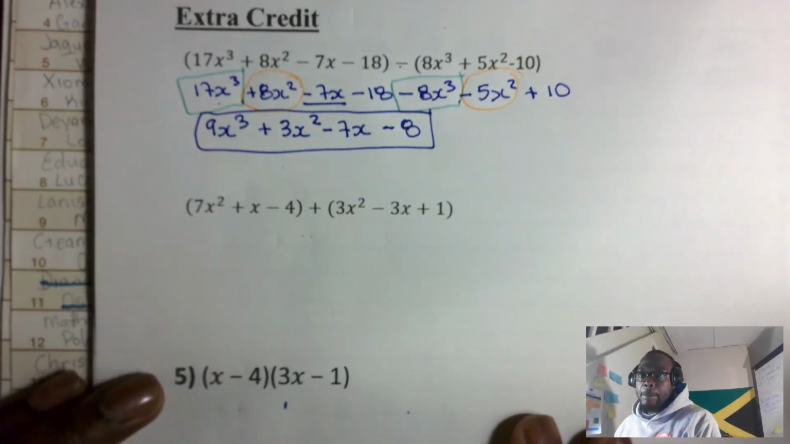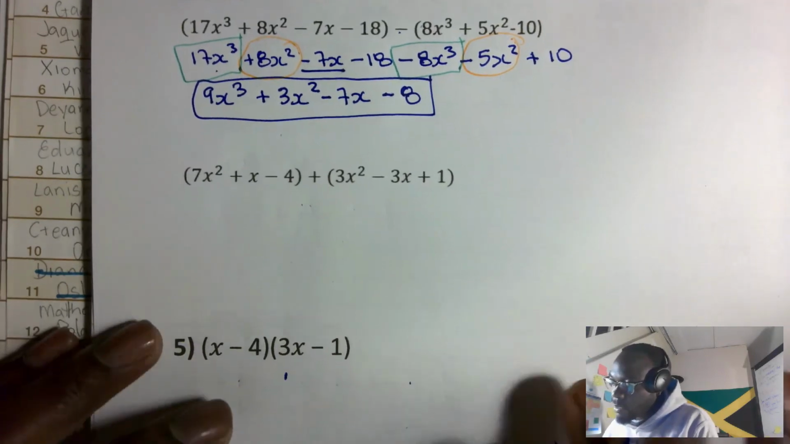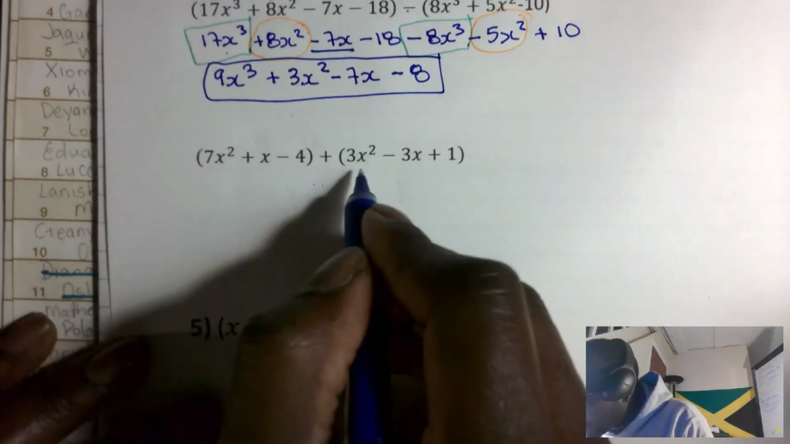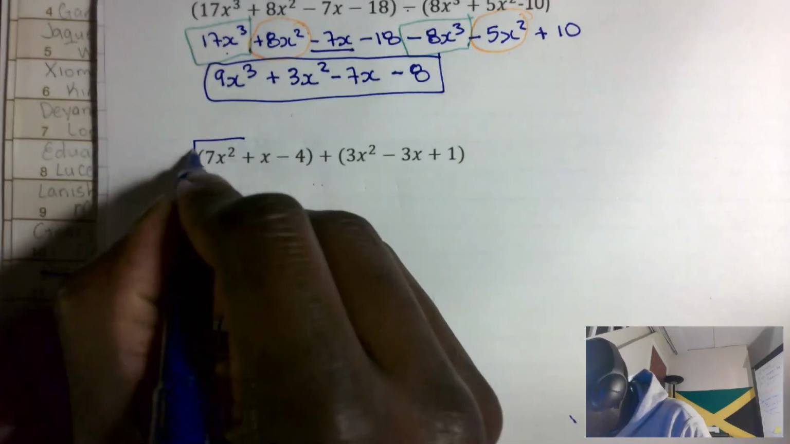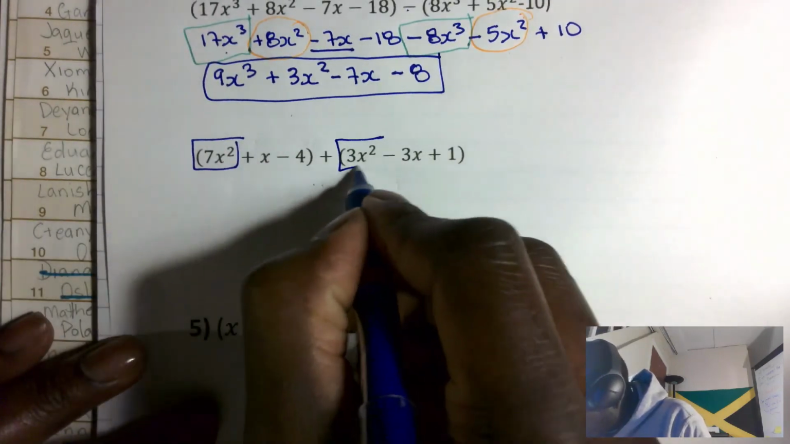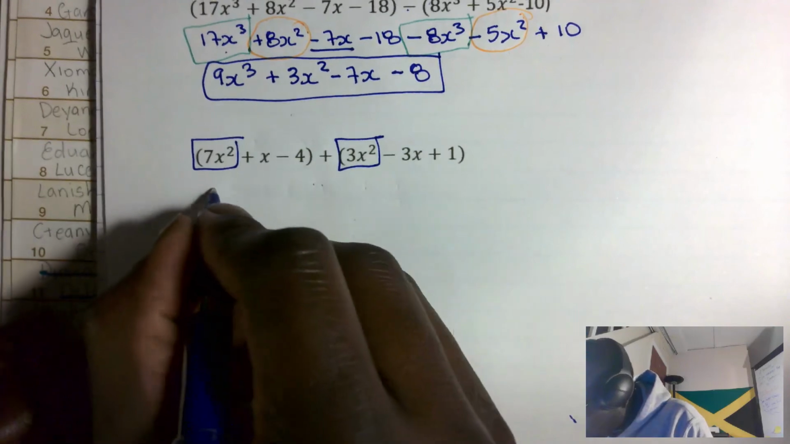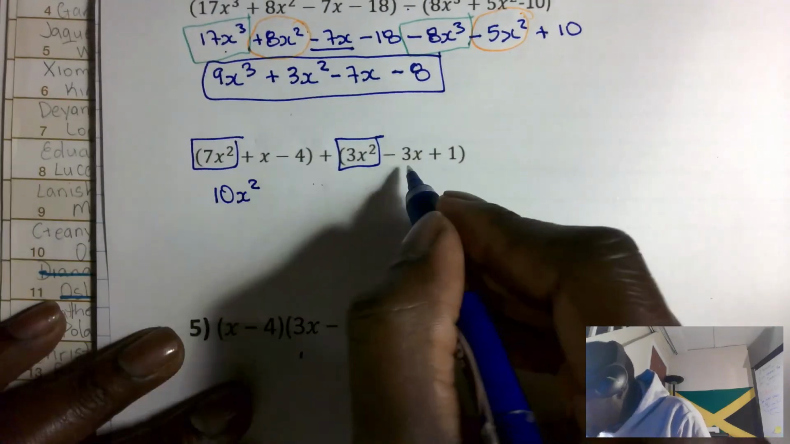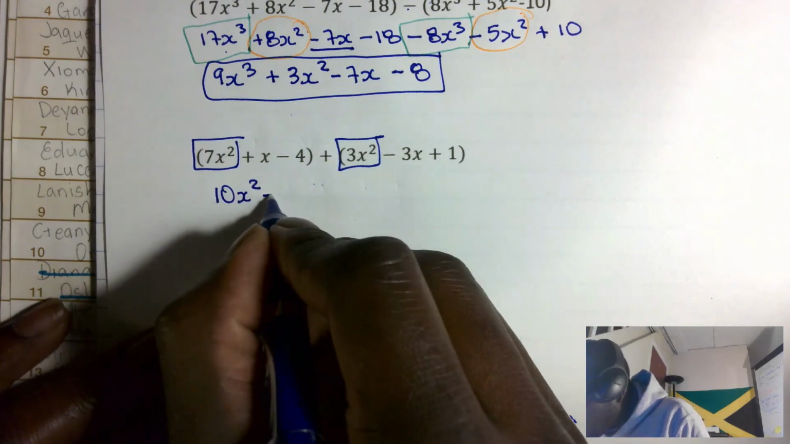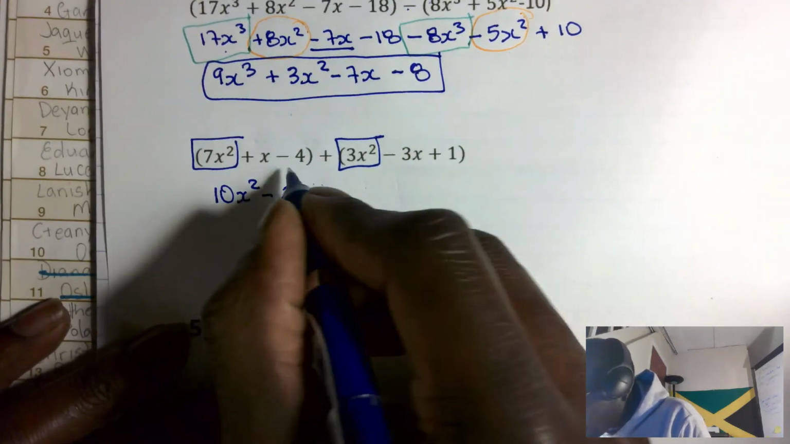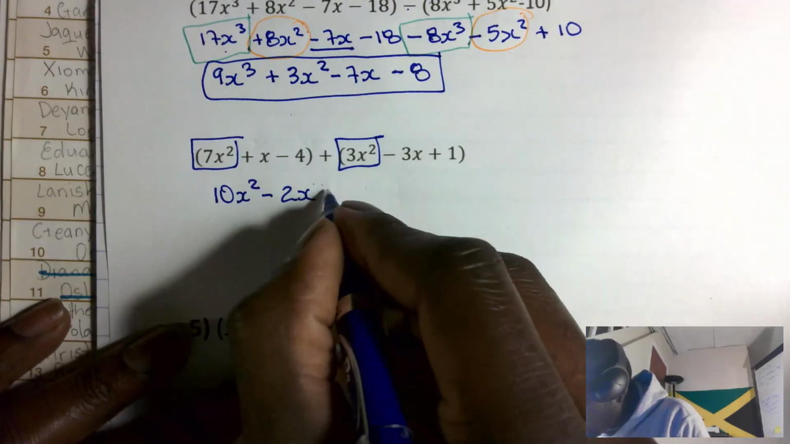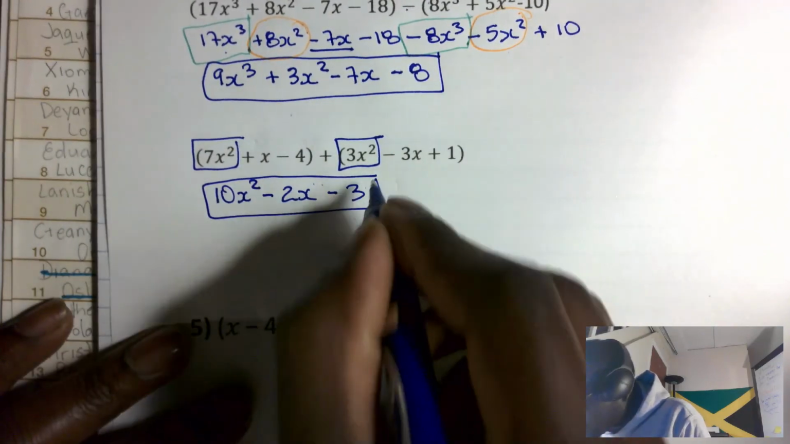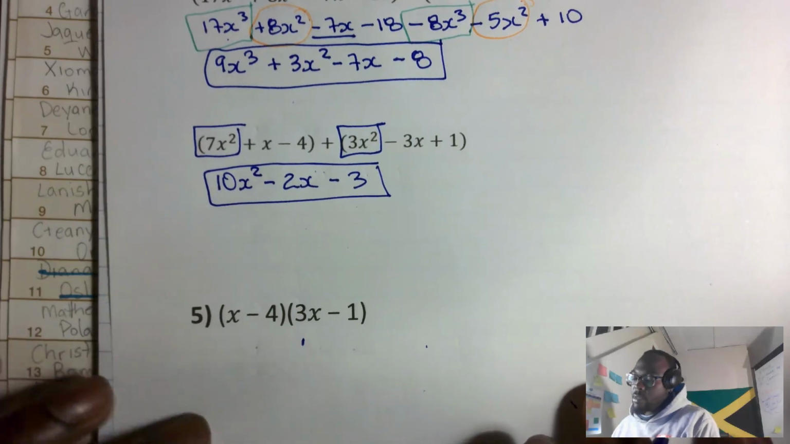All right, good job. So now let's look at the second one here. We're adding, so it doesn't matter here. So I can combine these two. All right, so 7 plus 3, 10x squared. X minus 3x is going to give me minus 2x. And negative 4 plus 1 is going to give me minus 3. And that's my answer. So that one was quite easy.